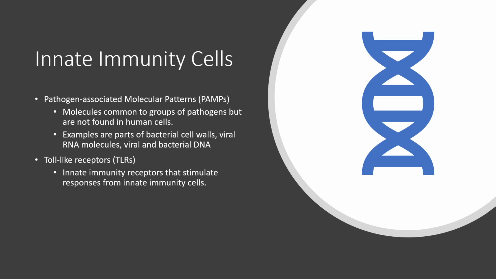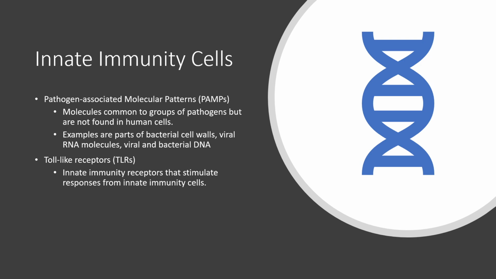So let's discuss first the cells under our innate immunity. When we say innate immunity, this is the general response. Some terms we need to discuss first are our PAMPs or pathogen associated molecular patterns. These are patterns or an arrangement of proteins. These are molecules common to pathogens but are not found in human cells.